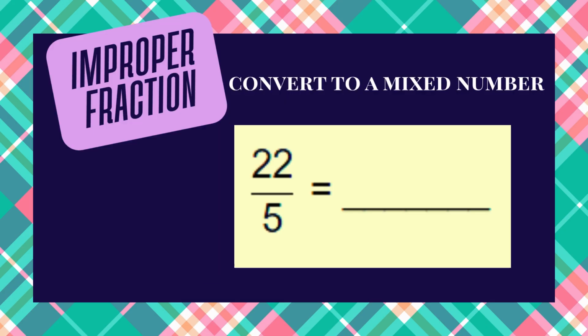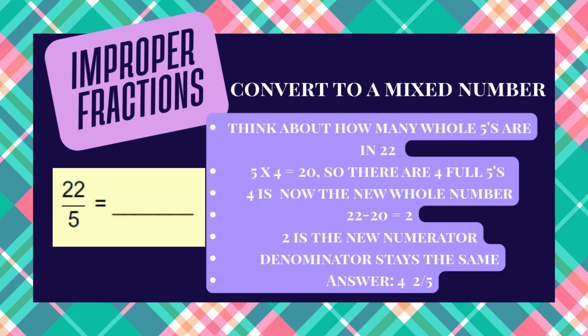Now let's reverse the process and convert an improper fraction back into a mixed number. If you're given 22 over 5, you need to think about how many complete groups of 5 fit into 22. Since 5 times 4 equals 20, you know there are 4 full 5s in 22. This means 4 becomes your new whole number.